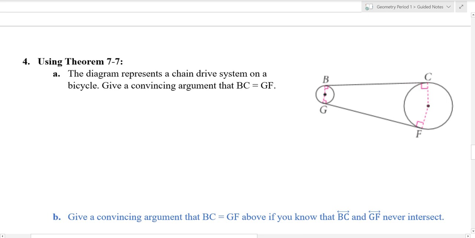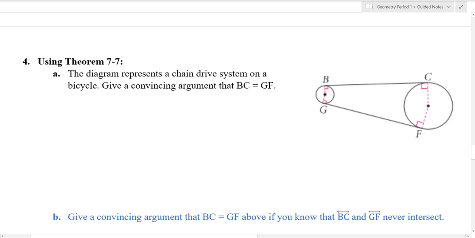We're here back to our bicycle chains. So it says the diagram represents a chain drive system on a bicycle. Give a convincing argument that BC equals GF. A convincing argument. Essentially, we're almost doing a proof, but I'm going to approach it in a different way that is almost like a proof, but not that formal.